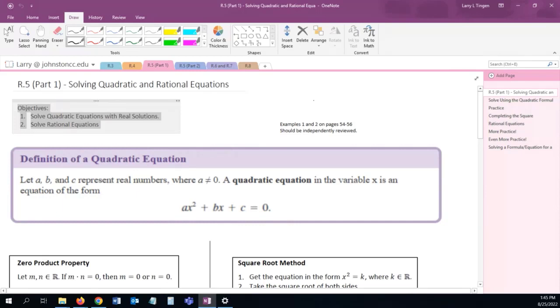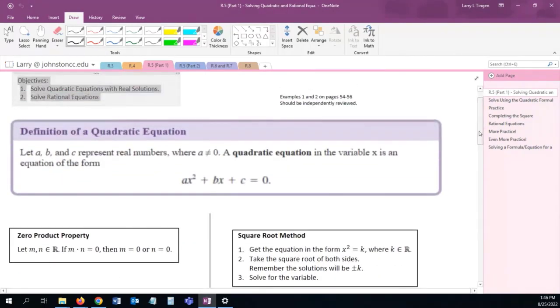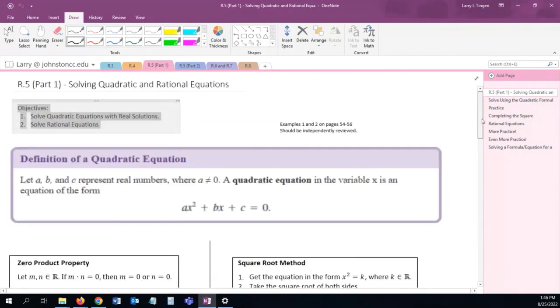All right, let's tackle R5. So R5 has two parts. The first part is quadratic and rational equations. This is going to feel like a repeat because you've done this before, but follow along with me anyway. So we got a quadratic equation. First off, I'm going to show you some notation. You're going to see it down here.